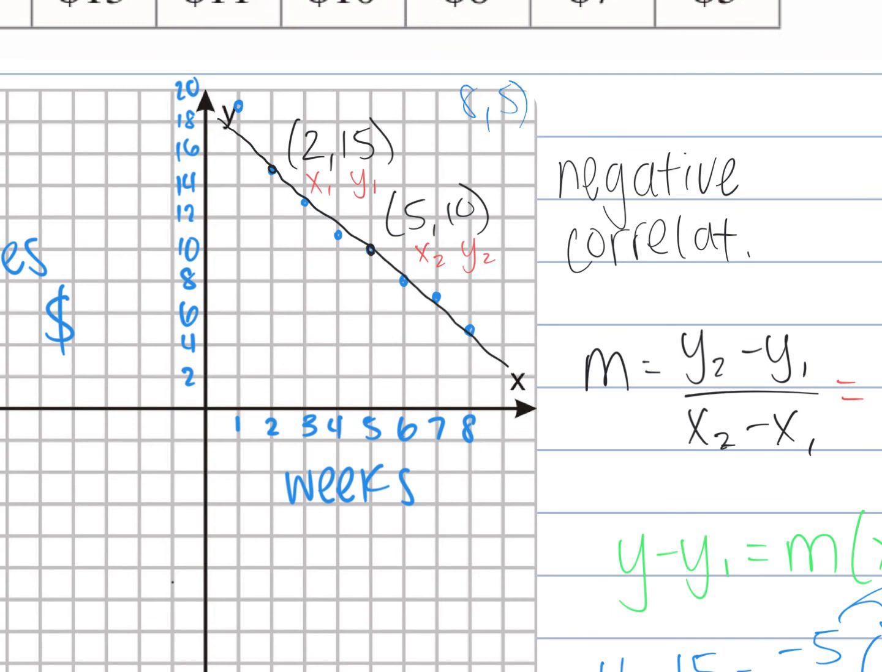8, 5. Wow. Cool. Very cool. So your line should actually be the exact same line as mine. Very cool. So Christian picked 2 different points and got the exact same equation.